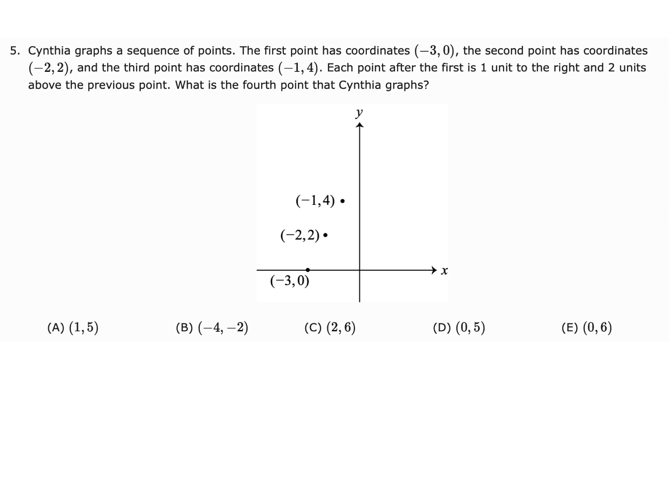Okay. 1 unit to the right. So 1 unit to the right from this would be right here. So that would be 0 for the x-coordinate. And then 2 units above, so 2 units above 4 would be 6, I guess. So 0, 6. 0, 6 is the answer, and that would be E.